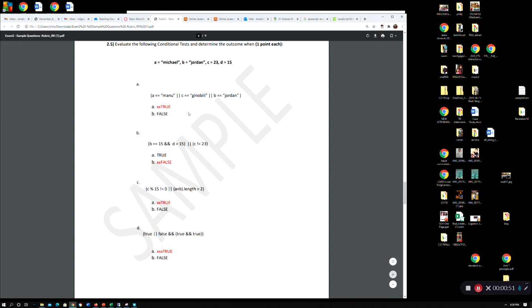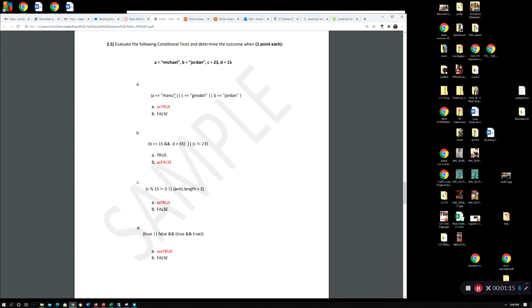These are conditional tests, right? Normally you'll see a conditional test like, is A double equals to Manu? And clearly you can see up here it's not, so that's going to be false. But what you may see that we haven't covered much in class is putting together multiple conditionals. These verticals, when you put them together, mean or. These right here mean and, and this means not equal. Obviously this percentage sign is a mod function.